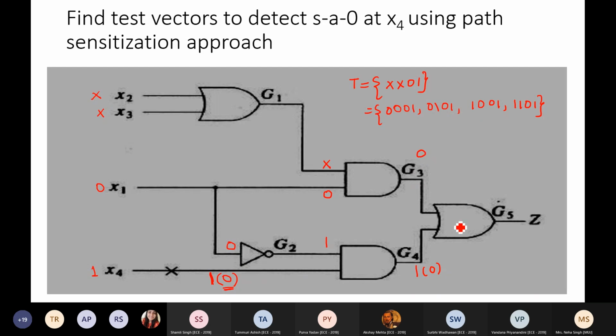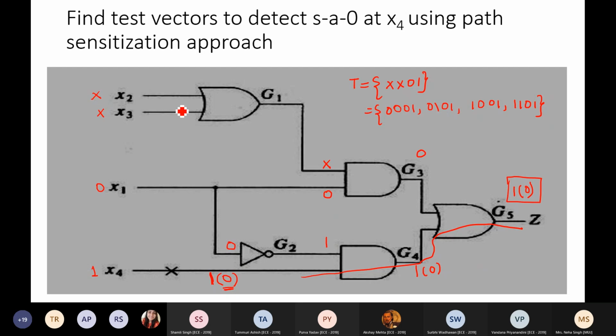Now the input to this OR gate is, one input is 0, the other input is 1, but due to the fault it is given as 0. So what is the output G5 that I expect? In the non-faulty circuit the input is 0 1, so the output has to be 1. In the faulty circuit the input becomes 0 0, so the value has to be 0 for the OR gate. Since the two values are different, fault-free circuit and faulty circuit, it means the stuck at 0 fault at x4 will be detected at the output, or it is observable at the output. It gets propagated to the primary output.